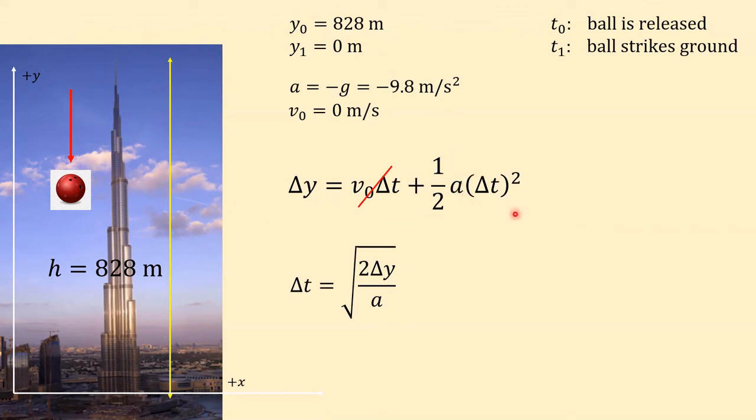We're interested in delta t. Now, many of you, if you were working this problem on your own, hopefully you're doing that right now, may choose at this point to go ahead and plug in negative 828, negative 9.8, move stuff around. But I would encourage you to, as much as possible this semester, wait until the end to plug numbers in. I would solve algebraically first for delta t.